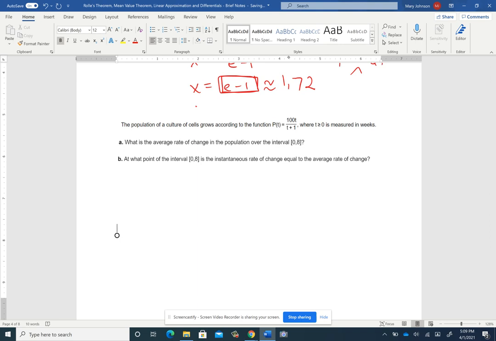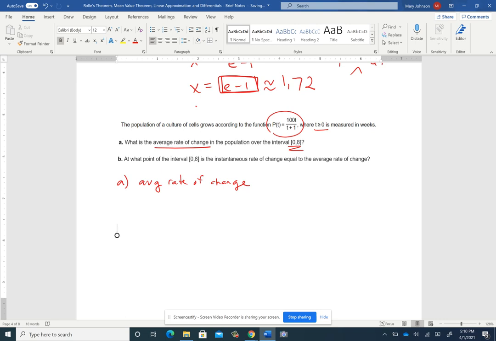All right, so this one says we got this function here. The population of a culture of cells. We got how it's growing over time, where t is bigger than or equal to 0, and t is weeks. P is the population, the number of cells that we have. So part A is asking me to do average rate of change. So that's the slope concept. And then it tells me the interval it wants me to use, from 0 to 8.